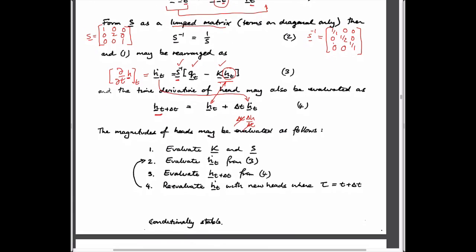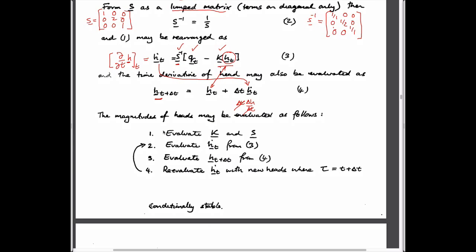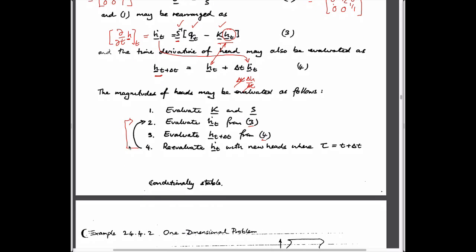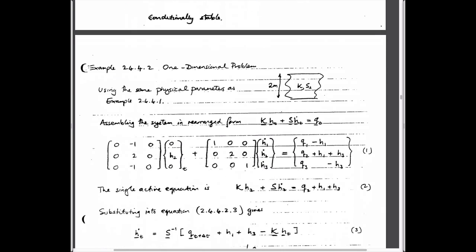So the recipe is just this. We need to evaluate what the matrices are. We can evaluate the value of this from this equation 3. Once we know what this is, we can substitute the value in here and calculate what the revised head is from equation 4. And then we can go back and keep on repeating this. So that's what we need to do. And it makes the point that this is only conditionally stable, not unconditionally stable.